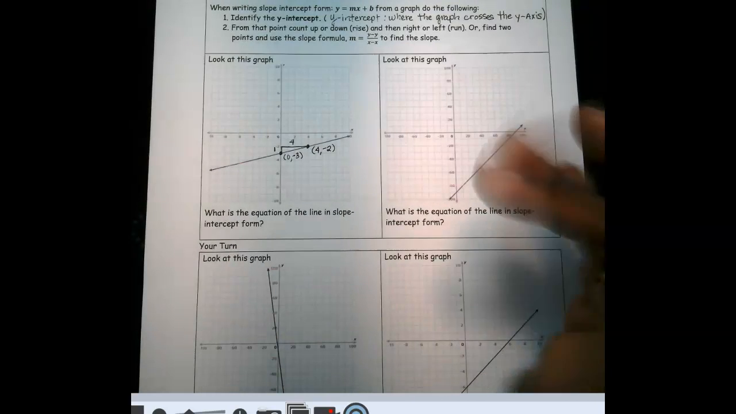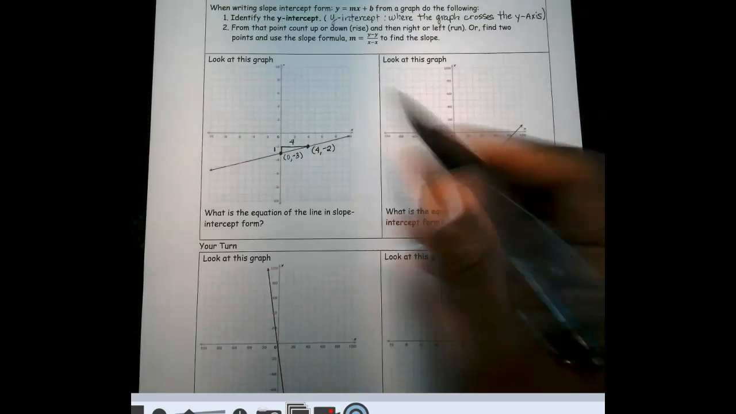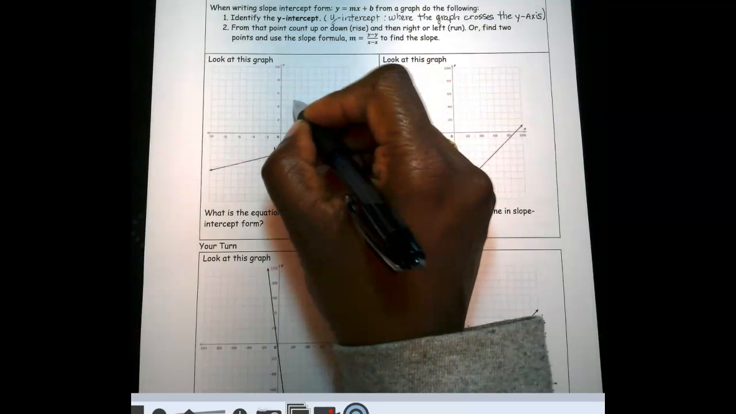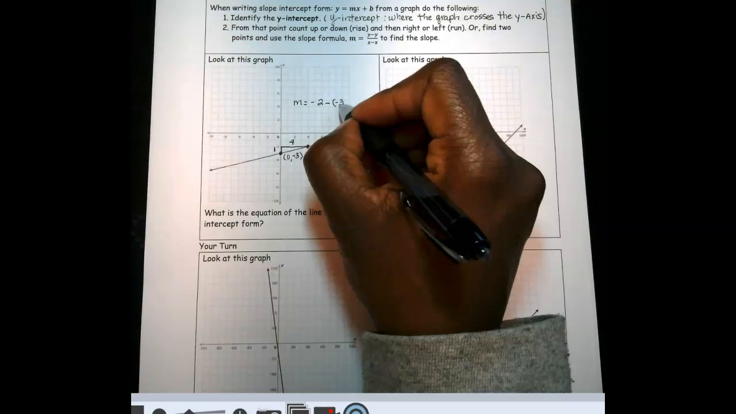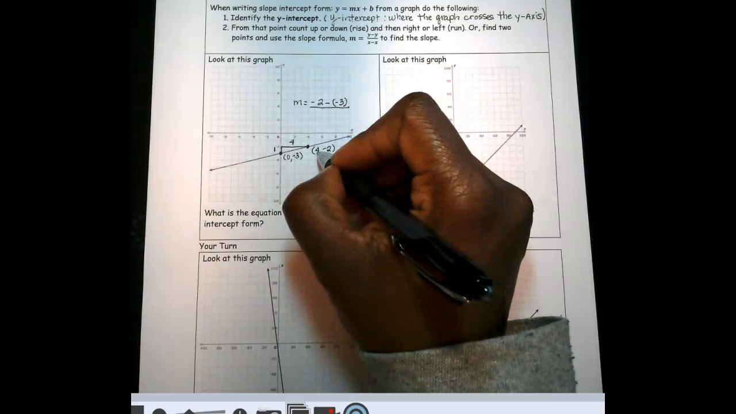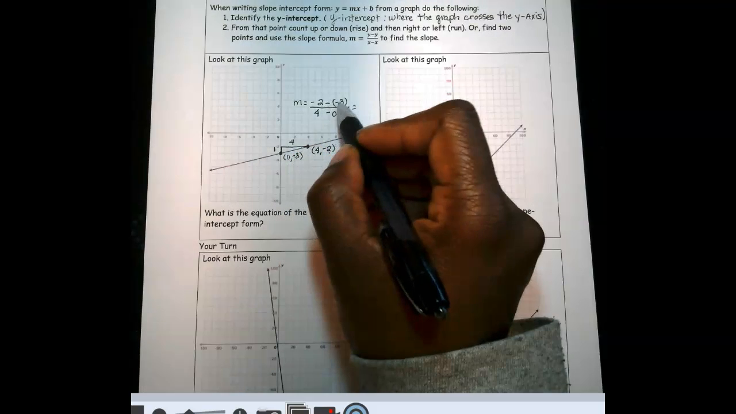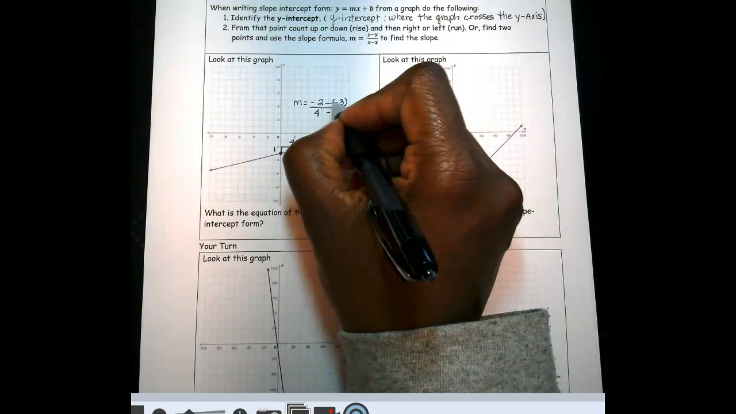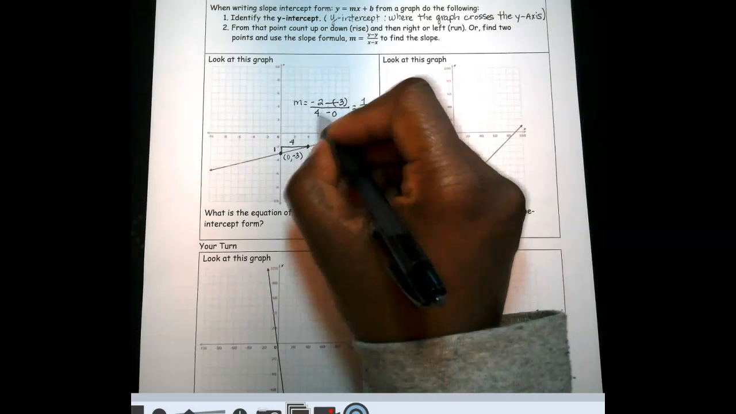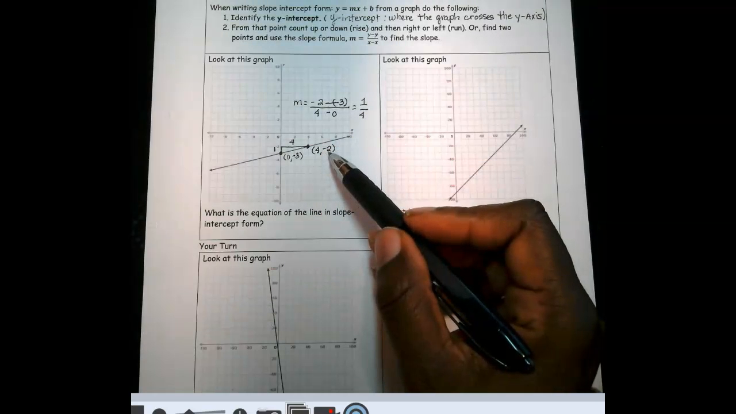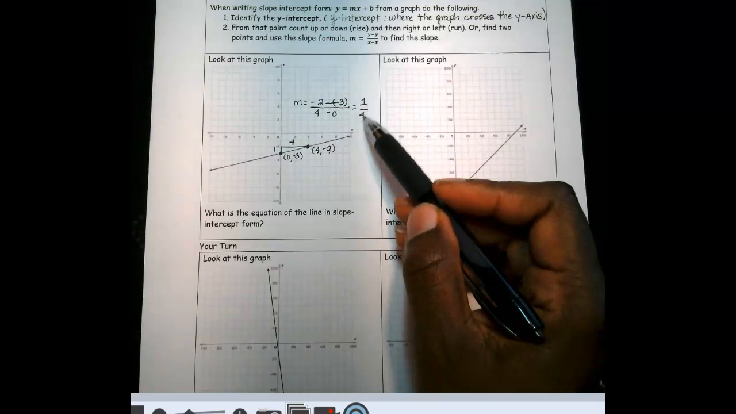If you're not using that method, or you just feel like, oh, I don't know about that, Miss Clark, then take your points. I've got slope is equal to -2 minus -3 divided by 4 minus 0. Well, -2 minus -3 is the same as saying -2 plus 3, which gives me +1. 4 minus 0 is 4. So I went ahead and I counted and I verified that they're the same.